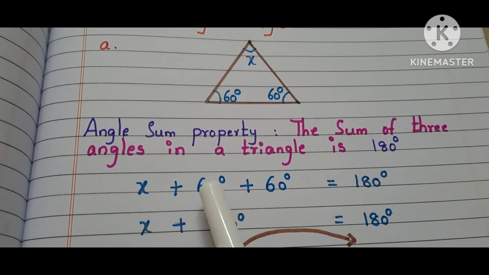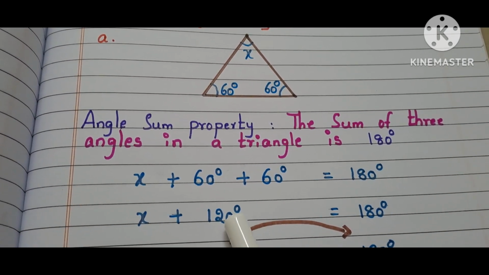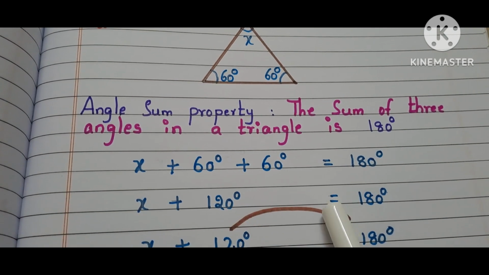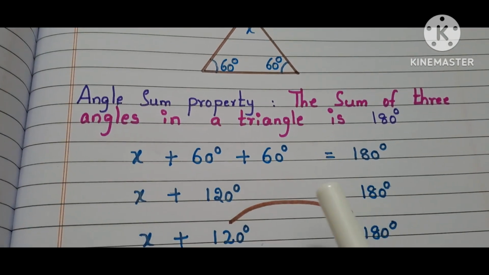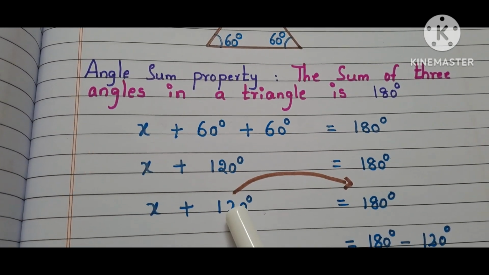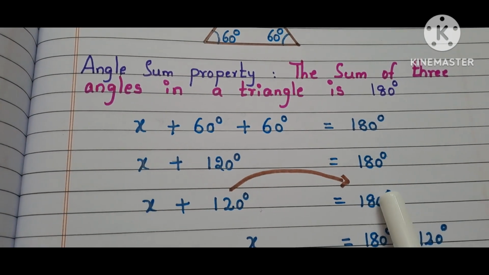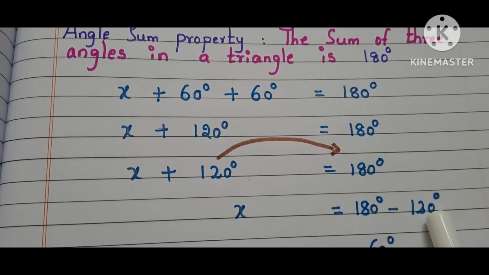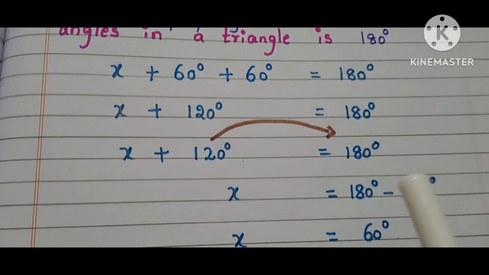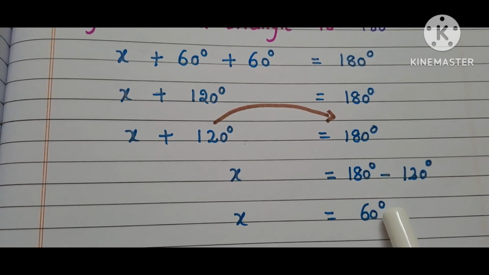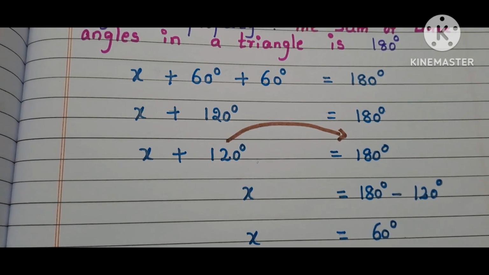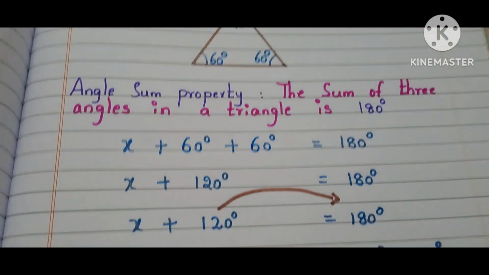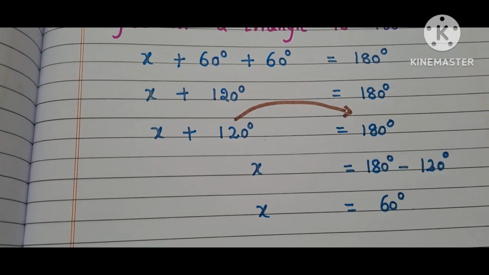Now add 60 and 60, it becomes 120. So x plus 120 is equal to 180 degrees. Now take 120 degrees to the RHS. Then it becomes x equals 180 minus 120. Now x becomes 60 degrees. Therefore, the unknown angle in this figure, x, is 60 degrees.